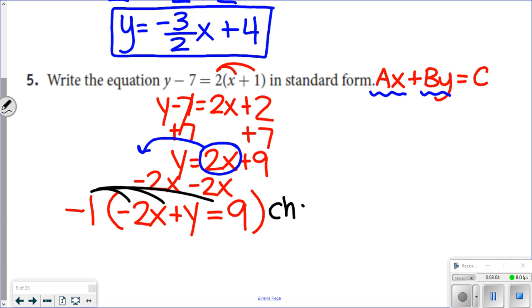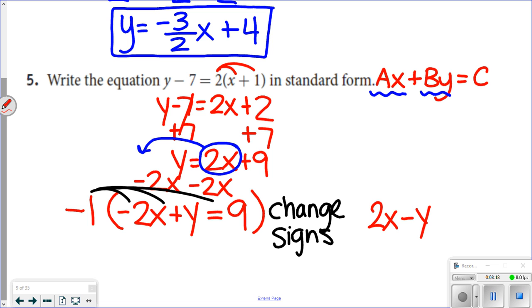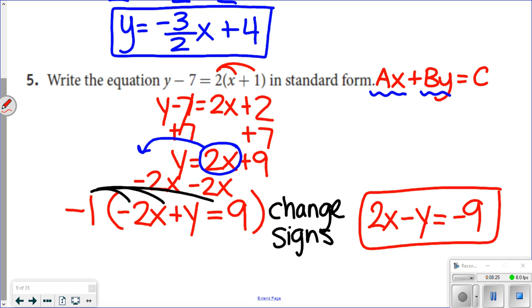And all that's going to do is change all of the signs. Negative times negative is going to be a positive 2x. It's going to turn into a negative y and a negative 9. So this is standard form: ax plus by equals c, so I have 2x minus 1y equals negative 9. So that's standard form.